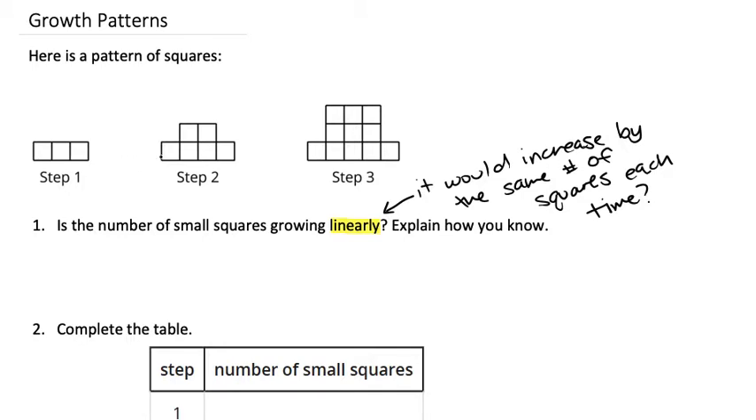As I go from step 1 to step 2, I see that I'm going from 3 to 6 squares, so I'm adding 3 squares. As I go from step 2 to step 3, I'm going from 6 squares to 11 squares, so I'm adding 5 squares.